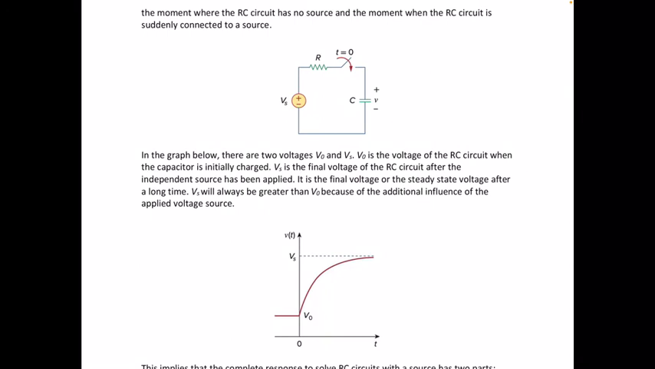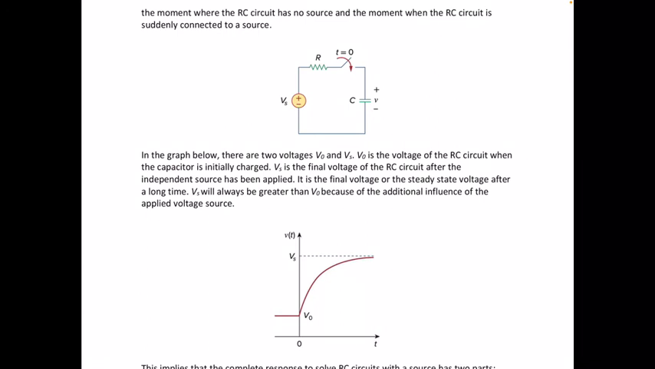Let me reword that. V0 is the voltage brought about by the stored energy in the capacitor, across the capacitor rather. But in the addition of an external voltage source, we have Vs, and Vs is the final voltage of the RC circuit after the independent source has been applied. So it is the final voltage, or the steady state voltage, after a long time.